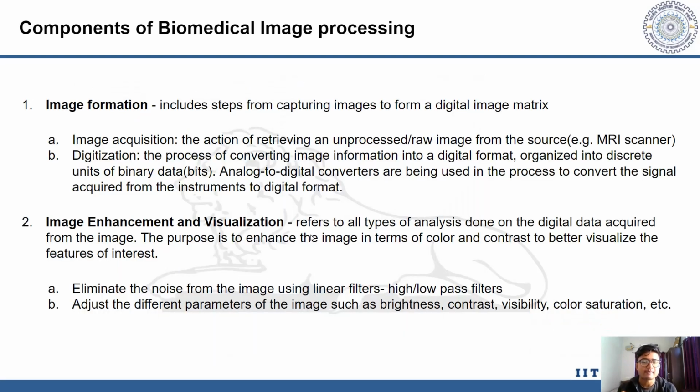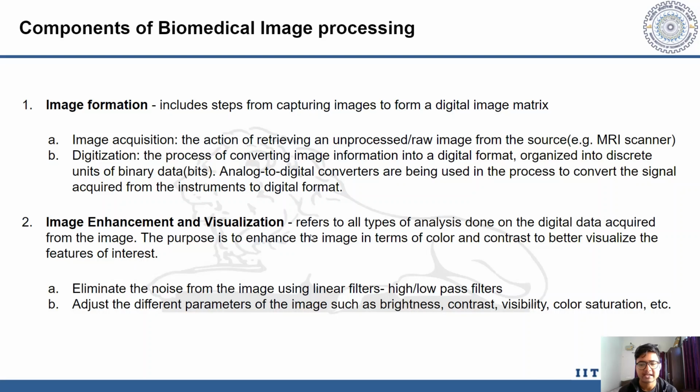So what are the components of biomedical image processing? First one is image formation. It includes steps from capturing images to form a digital image matrix. The steps are image acquisition, which is the action of retrieving an unprocessed raw image from the source. That can be an X-ray scan, MRI scan, or something like that. Then digitization of the acquired raw image. It's the process of converting image information into a digital format organized into discrete units of binary data. Analog to digital converters are used in the process to convert the signal acquired from the instruments to digital format.